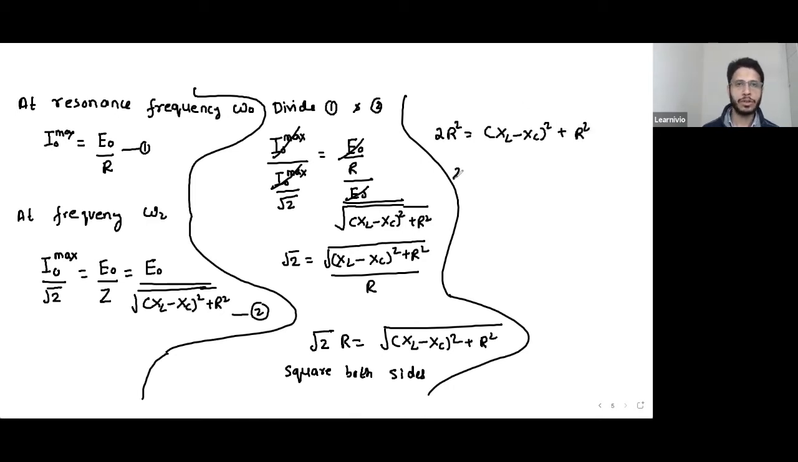Take this R square to the left hand side. It's 2R square minus R square is (XL minus XC) square. So you have R square, which is (XL minus XC) square. Next, you can take roots on both the sides. Taking square root, you are left with R is XL minus XC. That is equation number 3. So this is R, which is basically XL minus XC.